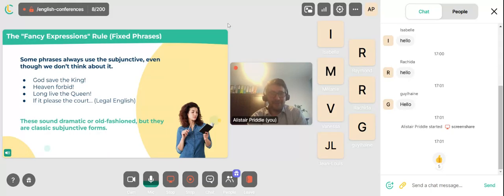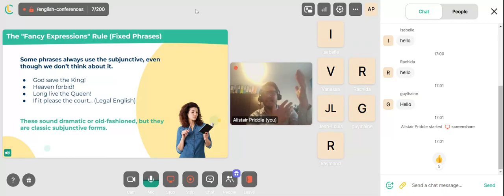Okay, we have another rule here. It's called the fancy expressions rule. Quite often fixed phrases. So some phrases always use the subjunctive, even though we don't think about it. For example, God save the king. Heaven forbid. Long live the Queen. And in formal legal English, if it please the court. Okay, now these sound dramatic or old-fashioned, but they are classic subjunctive forms, still commonly used in modern language.